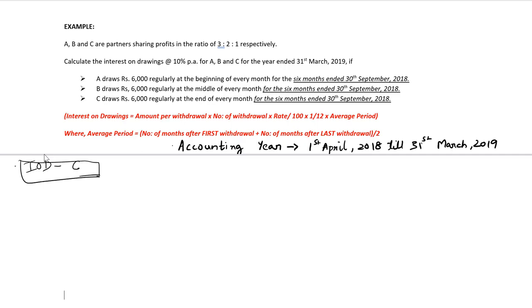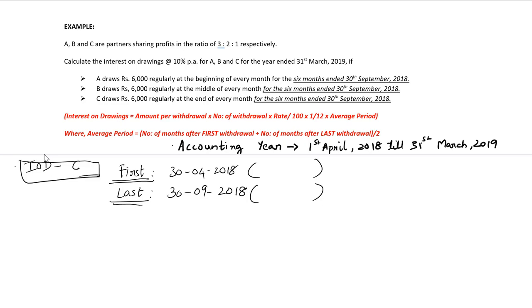C draws 6,000 regularly at the end of every month for the 6 months ended 30th September 2018. First withdrawal, 30th April 2018. Last withdrawal, 30th September 2018.